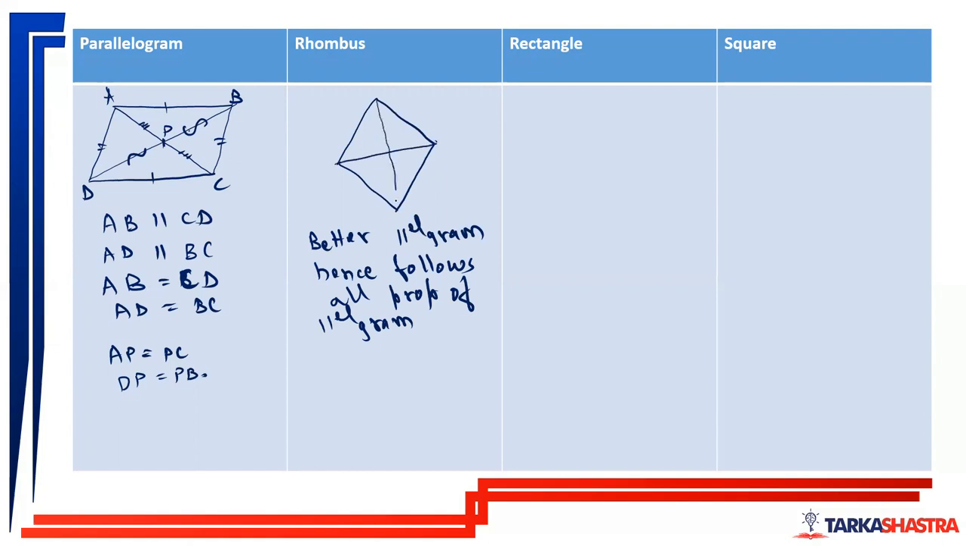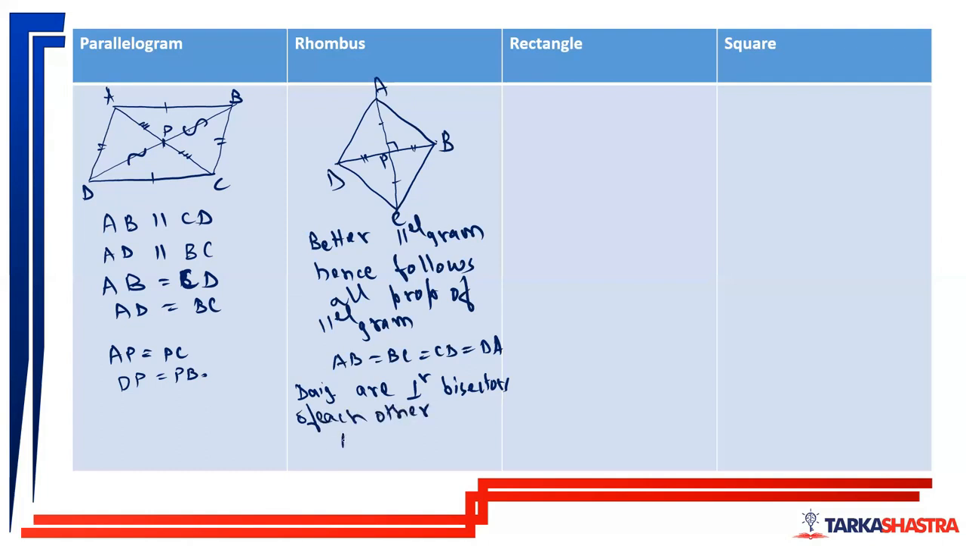Now the extra properties in this are that all sides are equal, right? Not only opposite sides but all sides are equal. So AB is equal to BC is equal to CD is equal to DA. All sides are equal. Diagonals are bisectors of each other, that is fine, but diagonals are perpendicular bisectors of each other, right? So AC is perpendicular to BD.